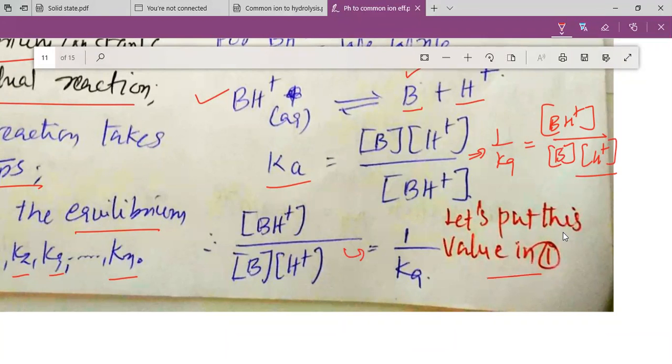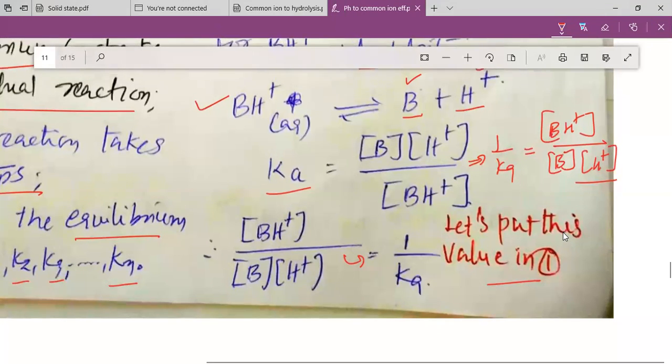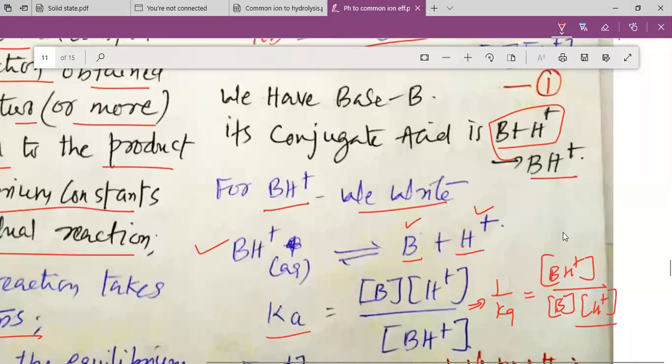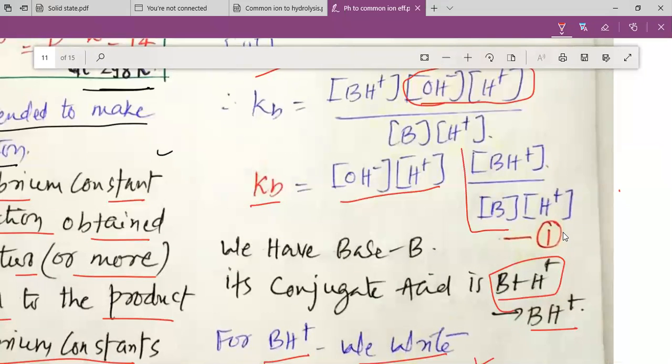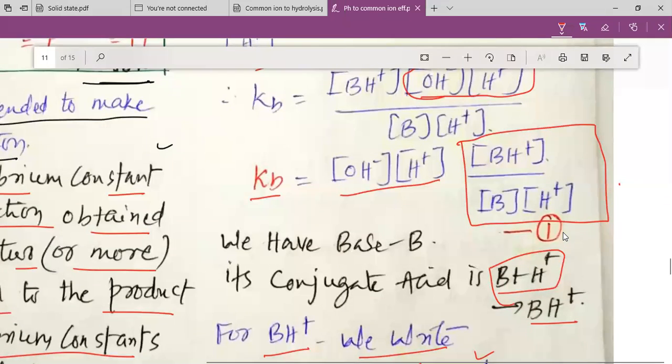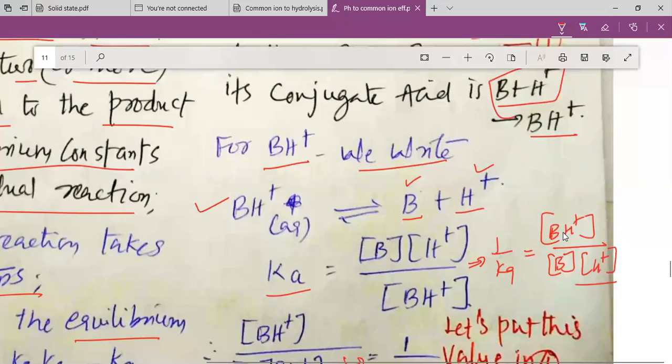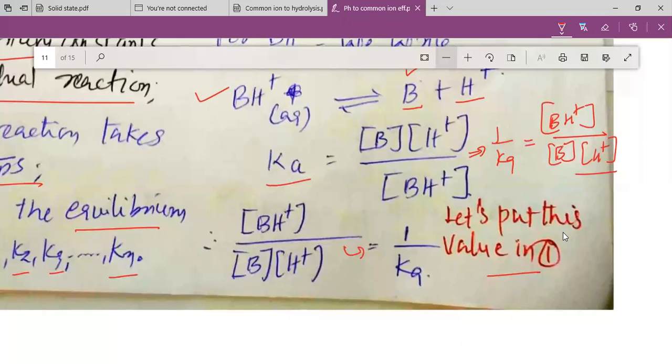Now let us put this value of 1 upon Ka into this equation. You can see that in this equation we have the concentration of BH plus divided by the concentration of B multiplied by the concentration of H plus. These two are exactly the same.